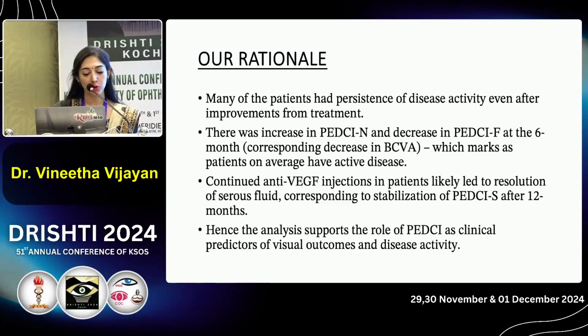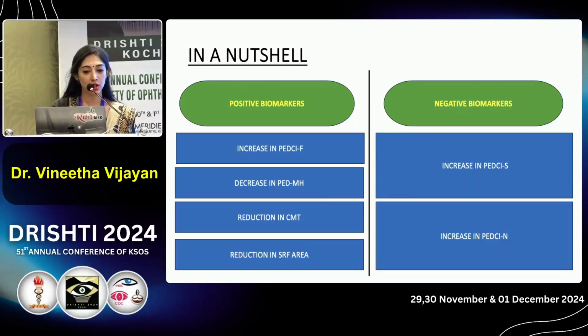So this postulates the role of PET-C as a clinical predictor for visual outcomes and disease activity. In a nutshell, the positive biomarkers for good response following anti-VEGF were the increase in the PET-CF, the decrease in the PED maximal height, reduction in the CMT, reduction in the SRF area, and the negative biomarkers were the increase in the PET-CS and the PET-C, increase in the PET-CN.